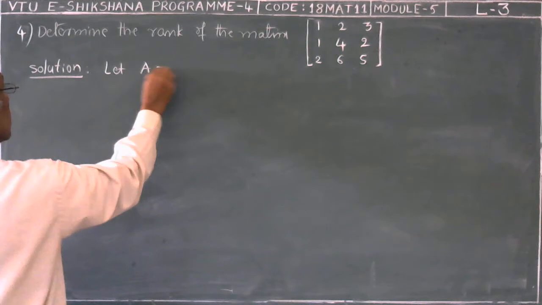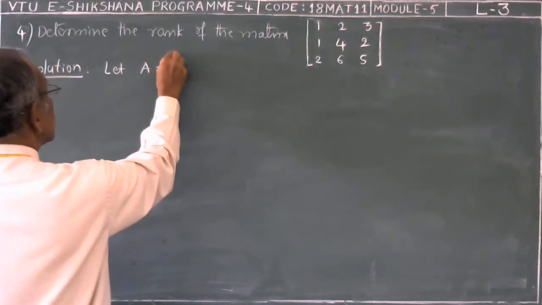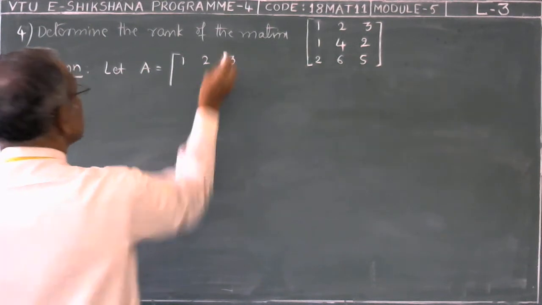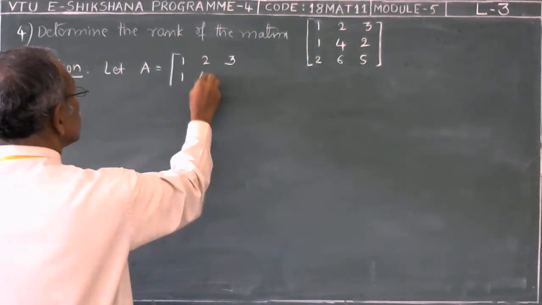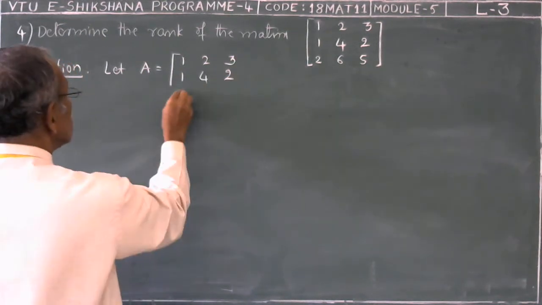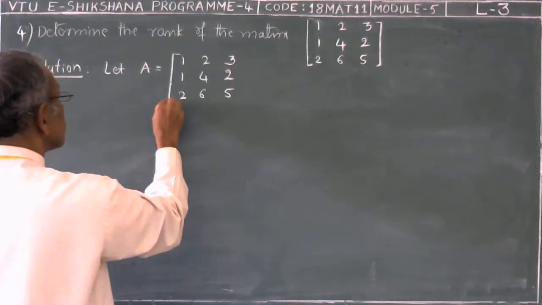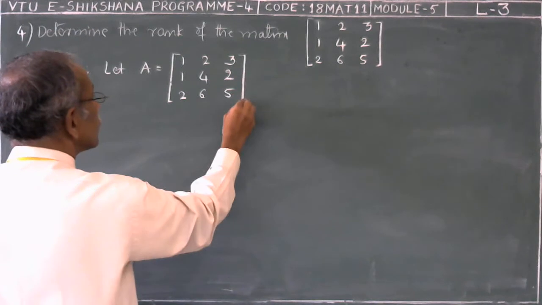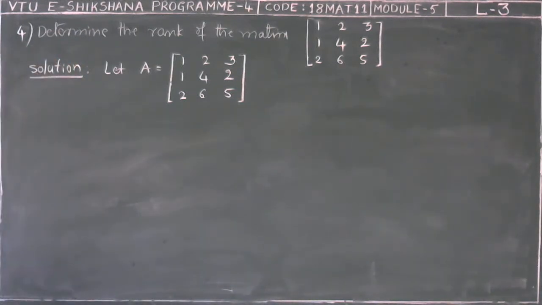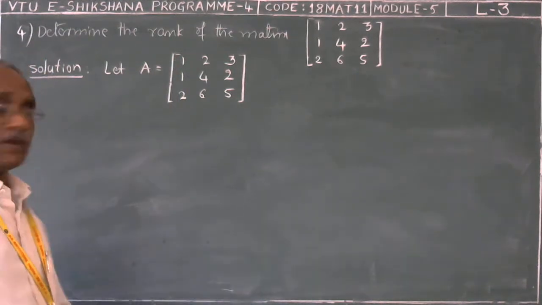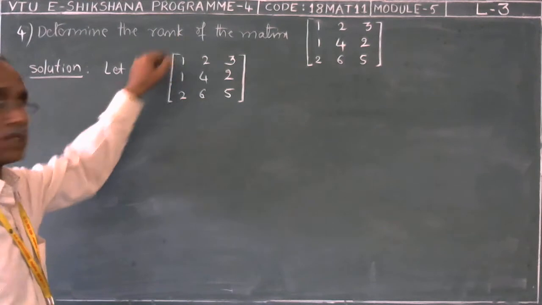So let A be the given matrix: 1, 2, 3, 1, 4, 2, 2, 6, 5. Having 1 in the first column, as the leading entry in the first row, is always an advantage.